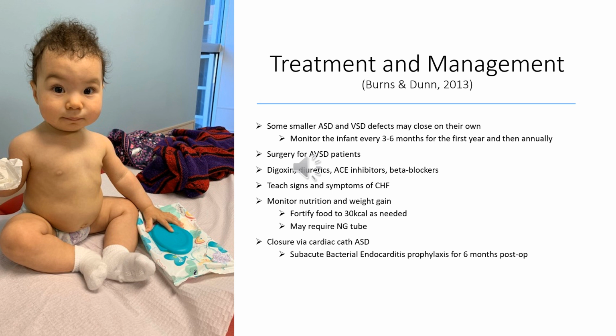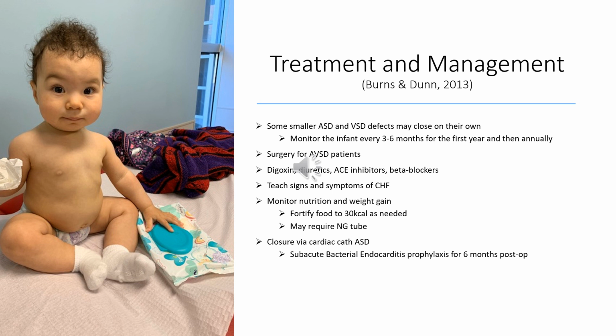So for a lot of our asymptomatic ASD and VSD patients, what we see oftentimes is if the defect is small enough, the defect will close on its own by about the age of 4 years old, depending on what study you're reading. So we simply monitor those patients every 3 to 6 months during their first year of life, and then annually after that. Almost every patient that has an atrioventricular septal defect ends up receiving surgery.